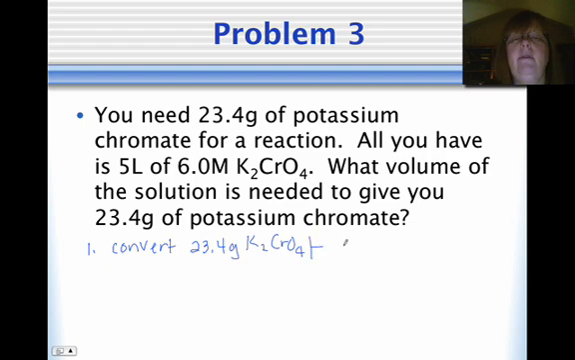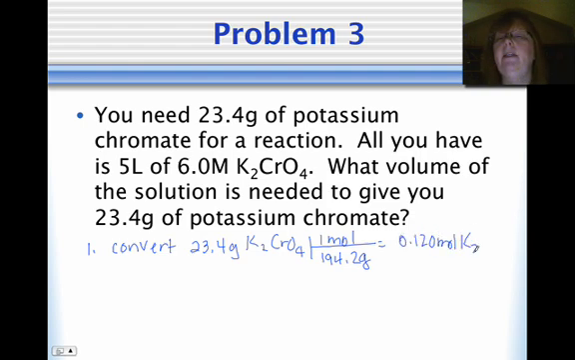And again, we are going to divide by the molar mass. A mole of potassium chromate is 194.2 grams. 2 potassiums, a chromium, and 4 oxygens add up to 194.2. And when I do that, I get 0.120 moles of potassium chromate. Okay, so that's great. Now we have the amount of moles needed, not grams. So we've converted our grams to moles. That's the first thing you do.